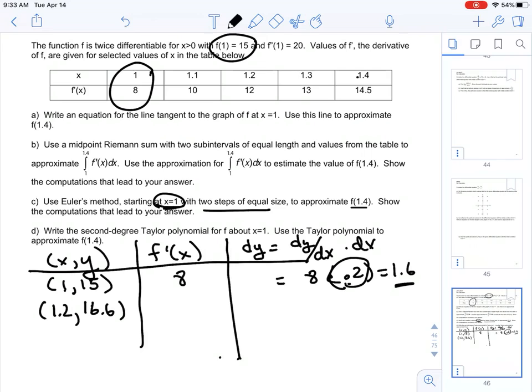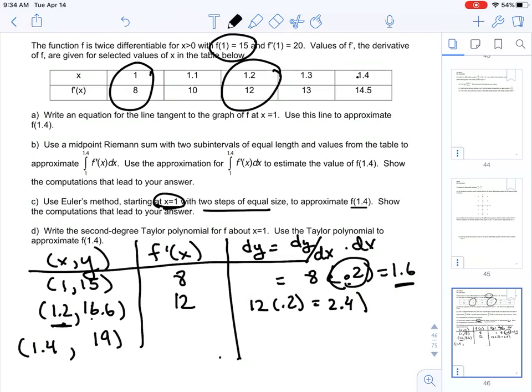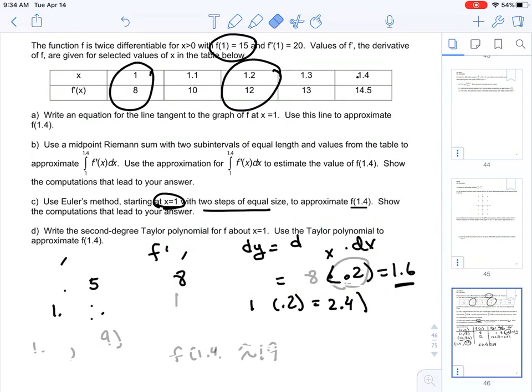So 15 plus 1.6 is 16.6. Then we're going to repeat this process again. So what is the derivative at 1.2 now? Get it from your table. This is 12. Same thing. 12 times 0.2 is going to be 2.4. This increases by 0.2. 16.6 plus 2.4 gives me 19. So this, using Euler's method, our approximation is 19. So very close to what we got for our approximation in part B, using the tangent line.